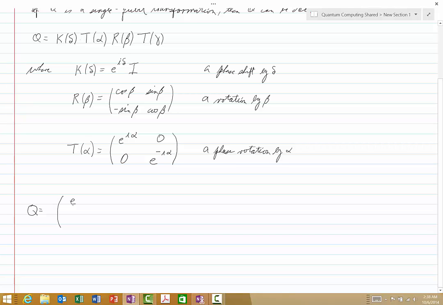e to the i times delta plus alpha plus gamma, cosine beta, e to the i delta plus alpha minus gamma, sine beta, and then minus e to the i delta minus alpha plus gamma, sine beta, and finally e to the i delta minus alpha minus gamma, cosine beta.